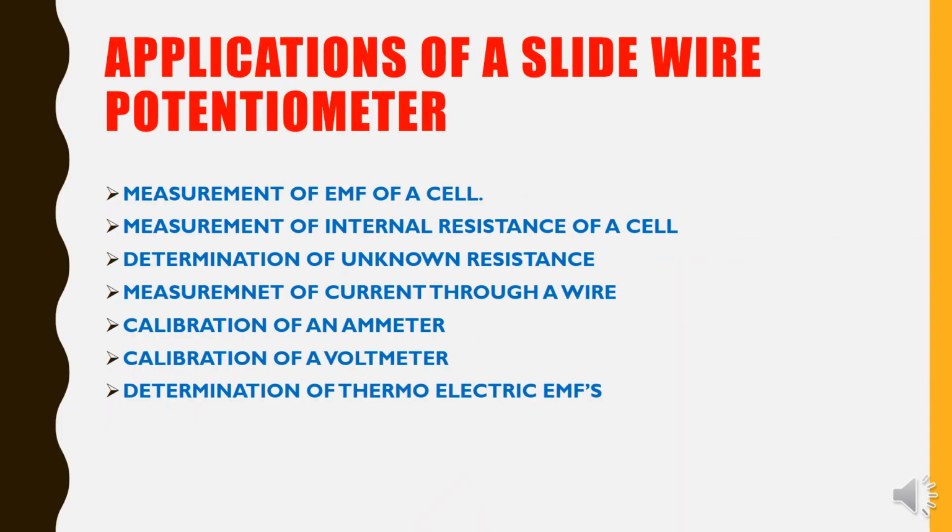Now, there are various applications of the slide wire potentiometer. Among them are these mentioned over here. Determining the EMF of a cell, you can use it to measure internal resistance of a cell, can be used to determine a known resistance, to find the current flowing through a wire, to calibrate an ammeter and voltmeter, and also to measure the thermoelectric EMFs. We shall be looking at all these various uses one by one, so you don't have to worry about them now.